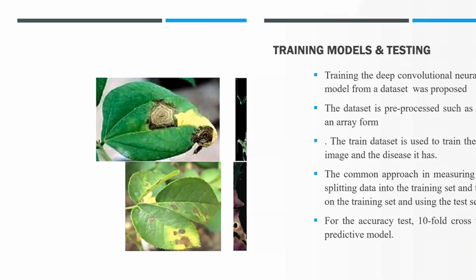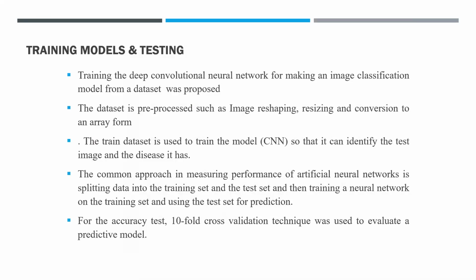Training modules and testing. Training the deep convolution neural network for making an image classification model from a dataset was proposed. The dataset is pre-processed such as image reshaping, resizing, and conversion to an array form. So the trained dataset is used to train the CNN model so that it can identify the test image. For the accuracy, tenfold cross-validation technique was used.